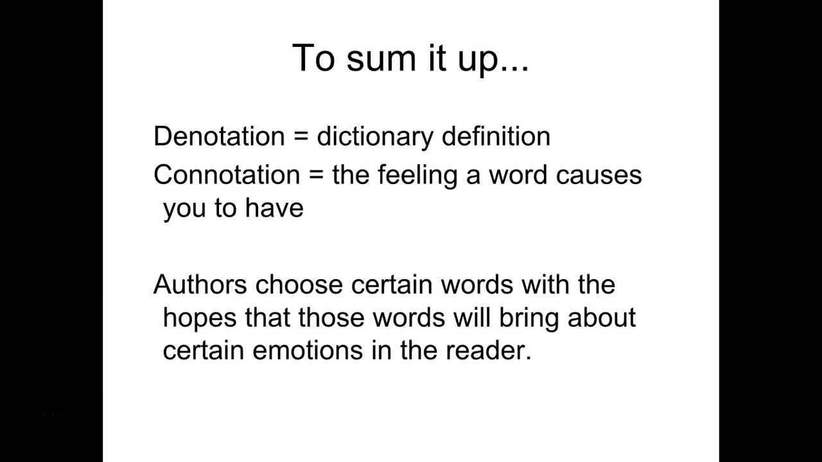Keep in mind that authors choose to use certain words in their writing with the hopes that those words will bring about certain emotions in the reader. One of the problems with connotation is that it can be very subjective. For example, someone who had a good home life might have positive images when they hear the word home, versus somebody who had a negative home life might have a negative reaction when they hear the word home. The goal is to try and figure out what reaction the author's going for when they use certain words in their selection.